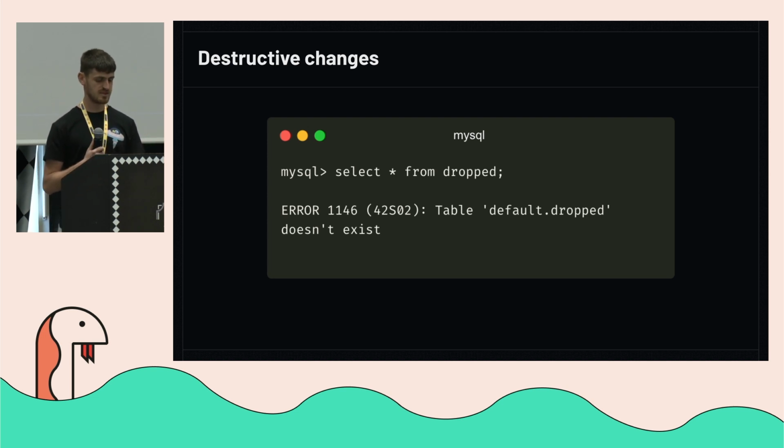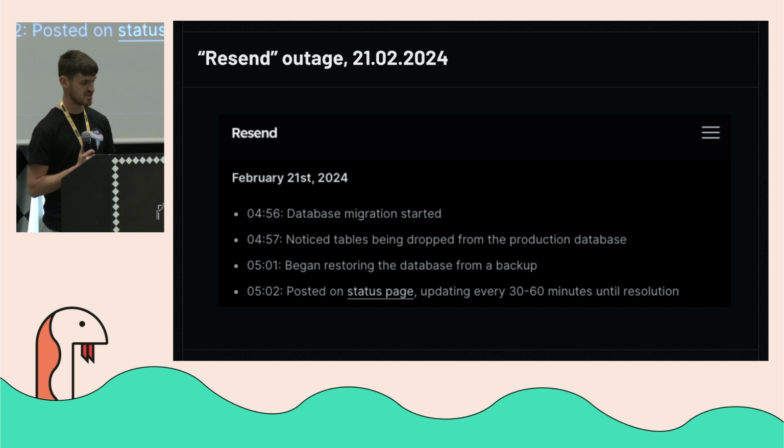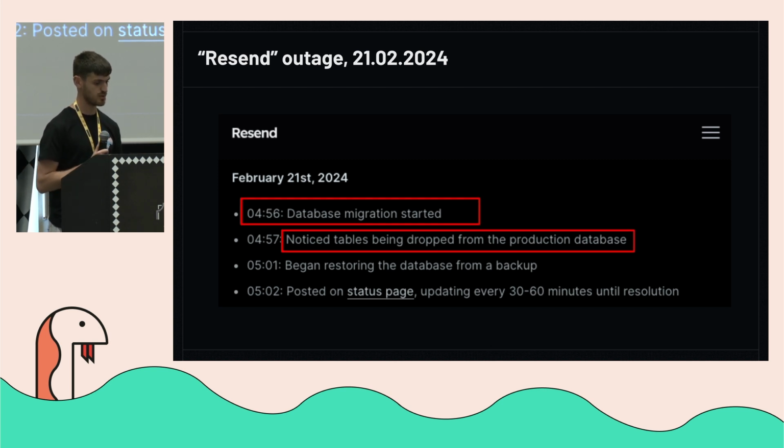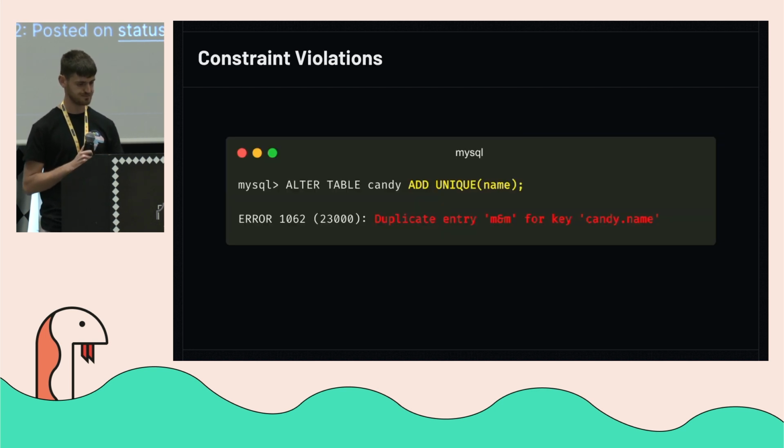I know that it maybe sounds a bit trivial to talk about, but just last year, a company called Resend, they provide an email API. They had a major incident with downtime, and from the incident report that they published, we can see that this is exactly what happened to them. They had a migration, the migration dropped some tables, and the tables were crucial to the operation of the system. In their case, they had a backup, but still not a place you want to be in.